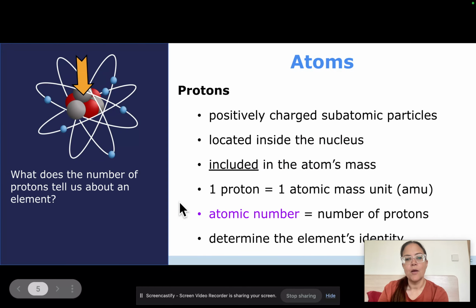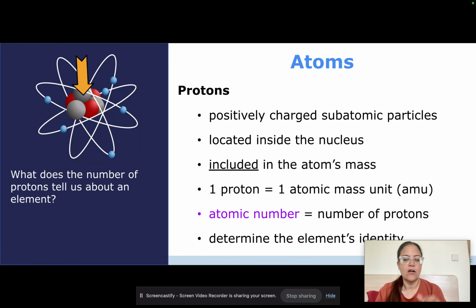So protons. Protons are positively charged subatomic particles. The way I remembered this when I was in school, if you think about pros and cons. So if we say the pros of school getting out earlier are these good things, the cons of it are these bad things. If you think of pro as being a good thing or positive, protons are positively charged subatomic particles, and they are located inside the nucleus. So they are included in the atom's mass. We'll talk about the mass in a minute, but just make sure that you know that the protons count when we talk about the mass.